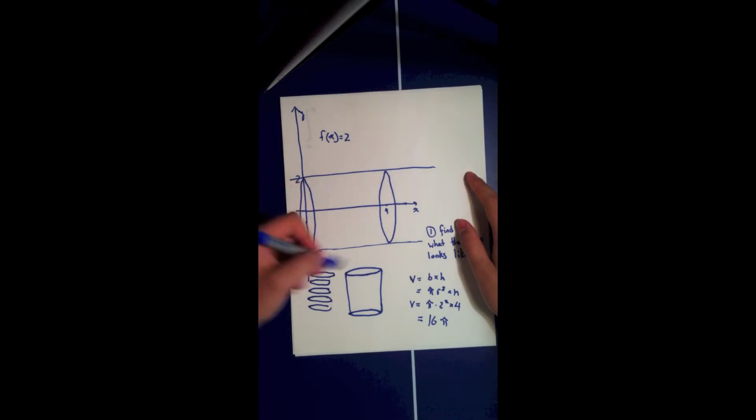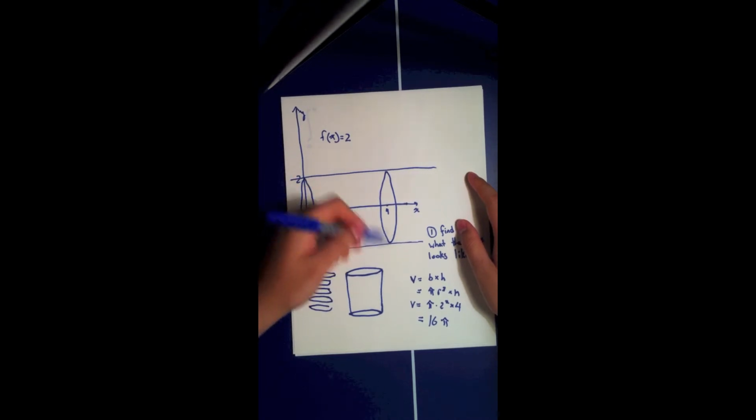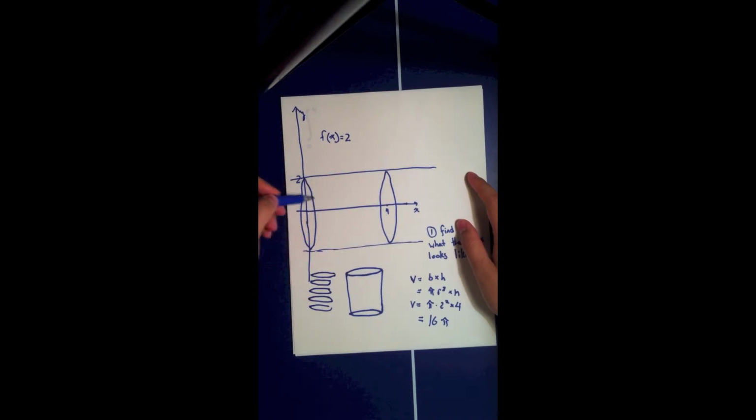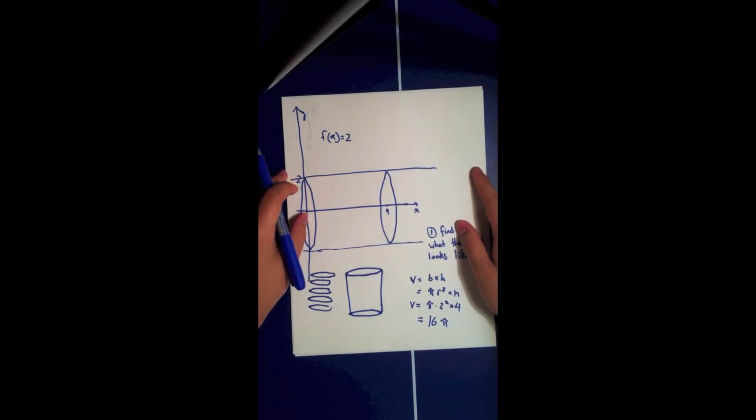Each of these slices is going to be the same. They're all circles, and they're all the same height because this is a cylinder, so the radius of each of them is going to be 2. You can also think of that as saying the radius of each of these is going to be f of x, because regardless of where we are on the x-axis, the radius here is going to be exactly 2.